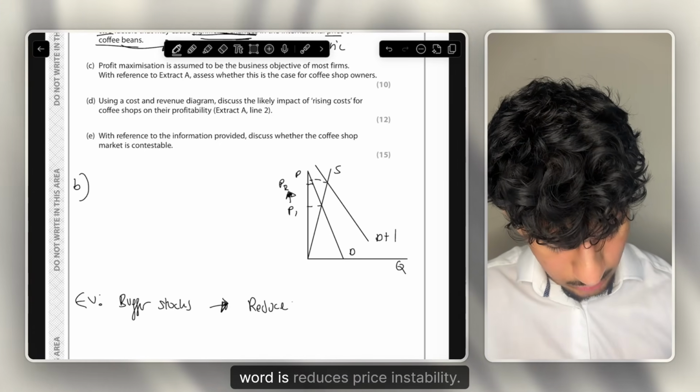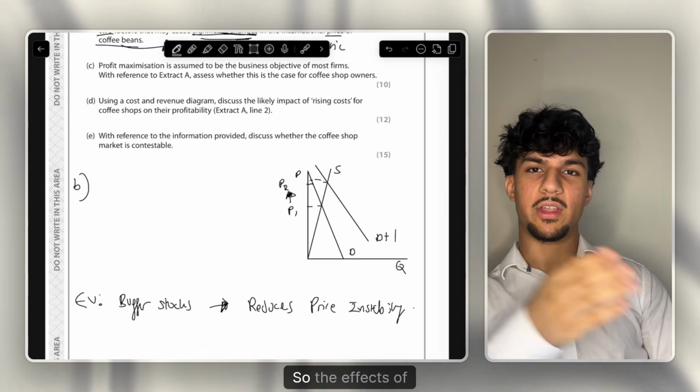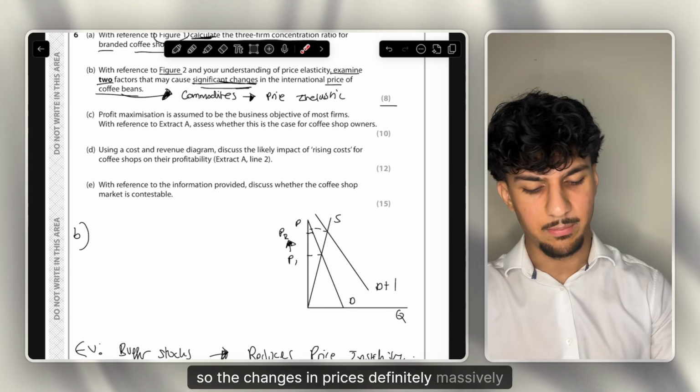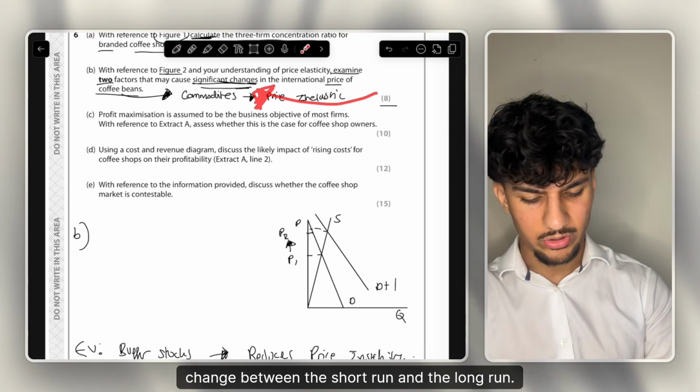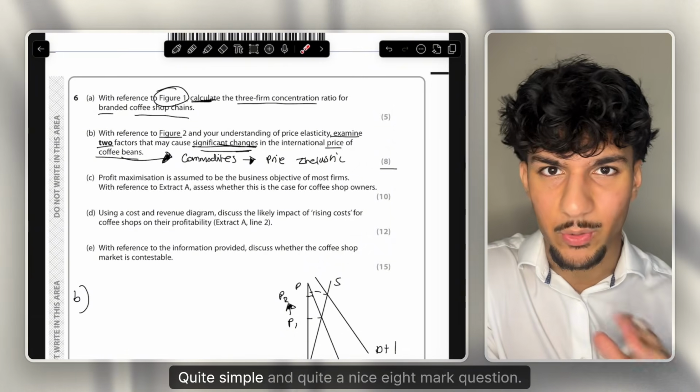Well, the way to word it is reduces price instability. Another one you can always talk about is time frame. So the changes in prices definitely massively change between the short run and the long run. So it's another great one to mention. But yeah, that is the 8-marker done. Quite simple and quite a nice 8-mark question.